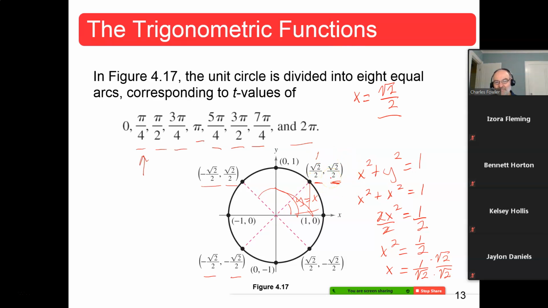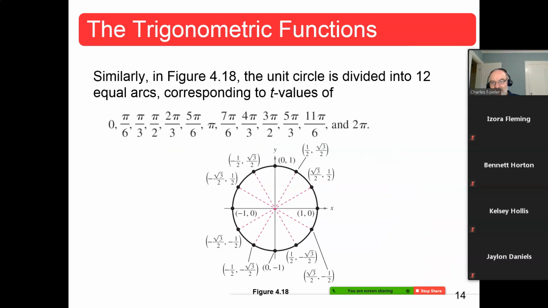the relationship. Secant would be 1 over x. So it's 1 over, well, if you remember, x is 1 over root 2, so 1 over that would be root 2. So we know for these 8 angles, we know all 6 trig functions, just like that. Okay? Now, they're going to do something else here.